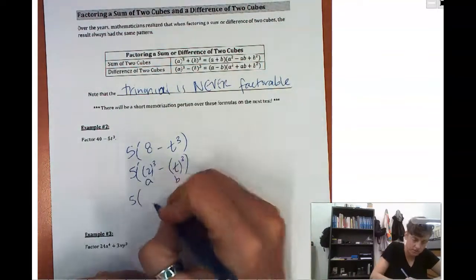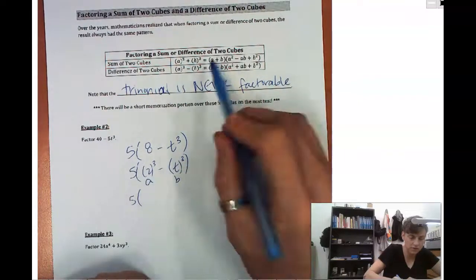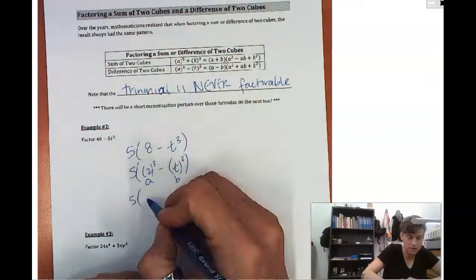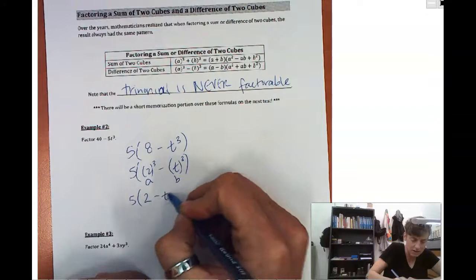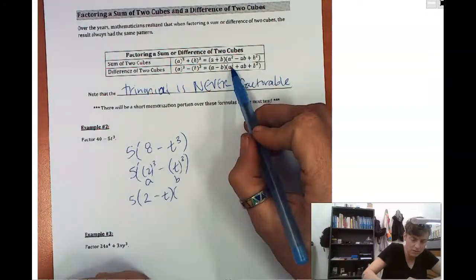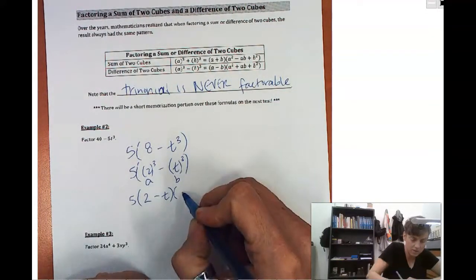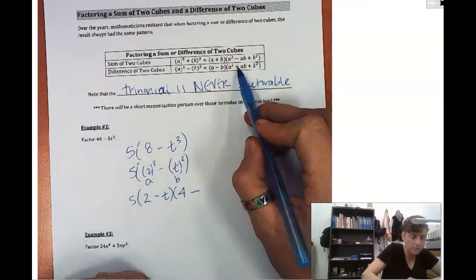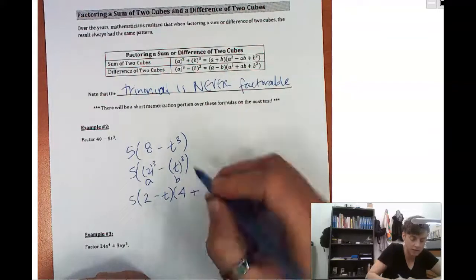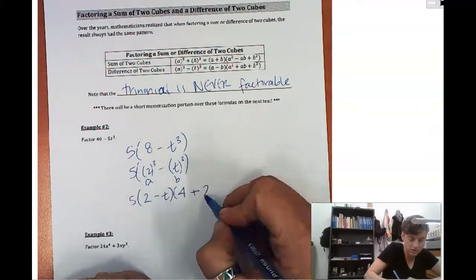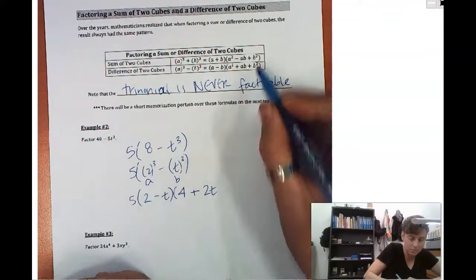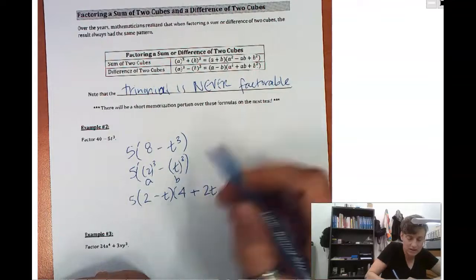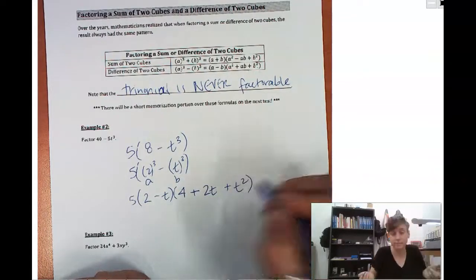5 times, okay, this is a difference of cubes, so we're using the second formula: 2 minus t times our a squared. A is 2. 2 squared is 4. Plus a times b, so 2 times t is 2t, plus b squared. B is t, so t squared. That's it.